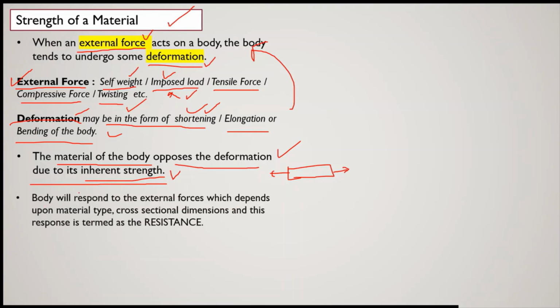Body means that material. The body will respond to external forces, and how much the body responds, that means the resistance of the body, depends upon the material type. Material type means whether it is RCC, steel, plastic, or wood. As you change the type of material, the response will change.